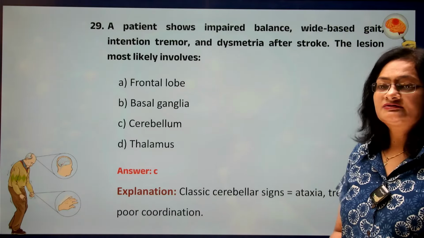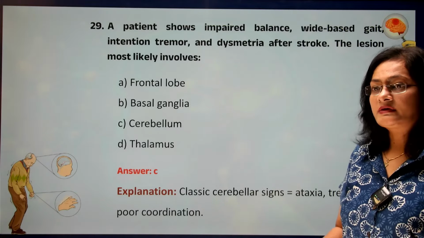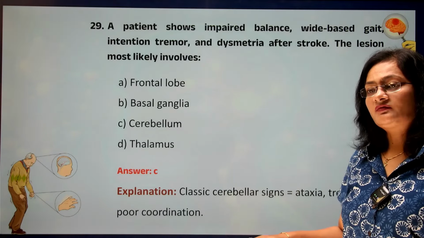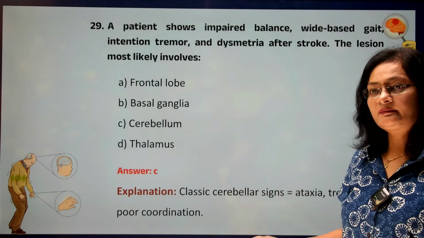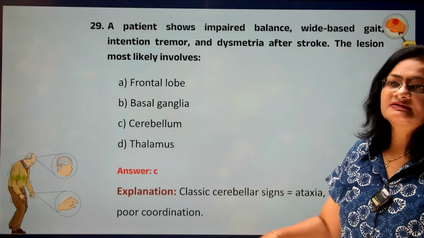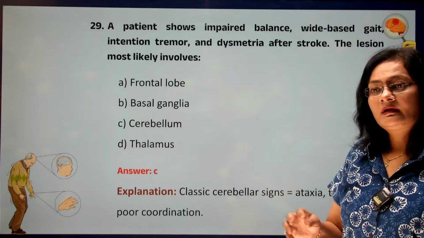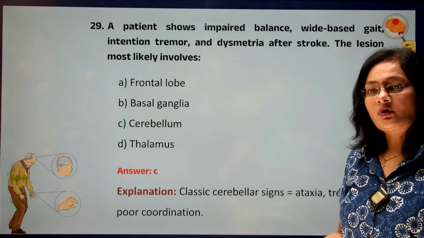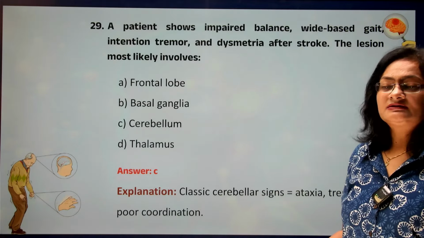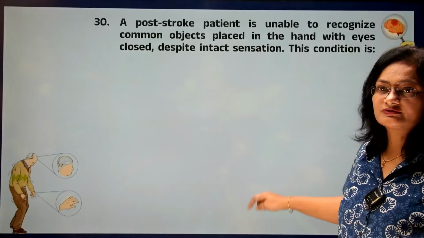All the features mentioned in the question: impaired balance, so balance is affected. Wide base gait, the patient is walking with a wide base of support. Tremors are present and difficulty in judging the distance, that is dysmetria, is present. These are the features of ataxia. Ataxia will be produced due to affection of the cerebellum. So our answer will be C. When the cerebellum is affected, all these features will be produced.